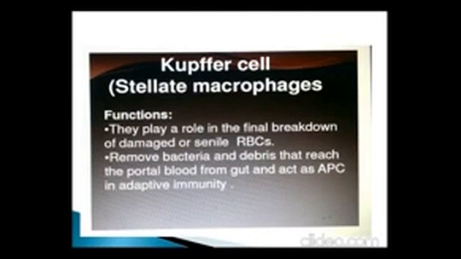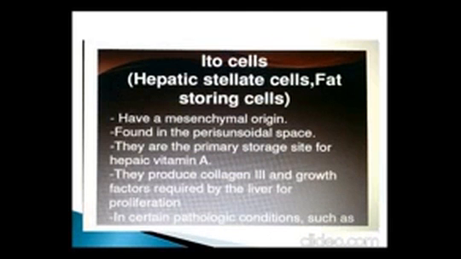The Ito cells, the hepatic stellate cells, the fat storing cells. These play an important role in deposition of fat in the liver. They have a mesenchymal origin and are found in the perisinusoidal space. They are the primary storage site of vitamin A here. They produce collagen type 3 and growth factors required by the liver for proliferation.